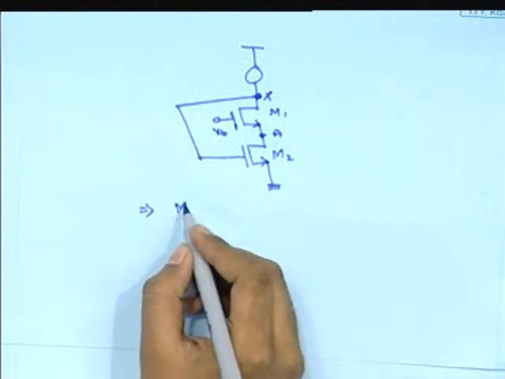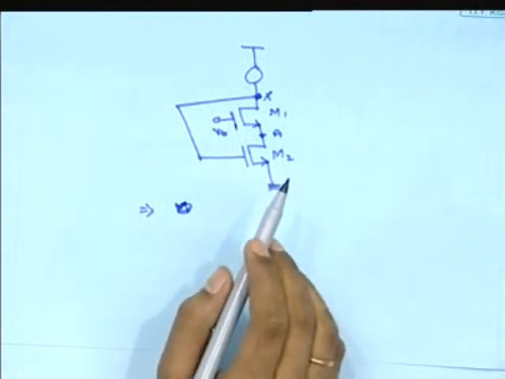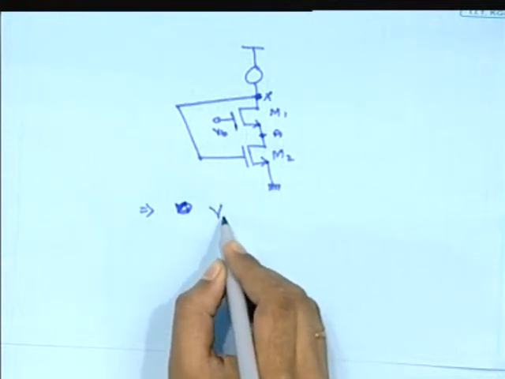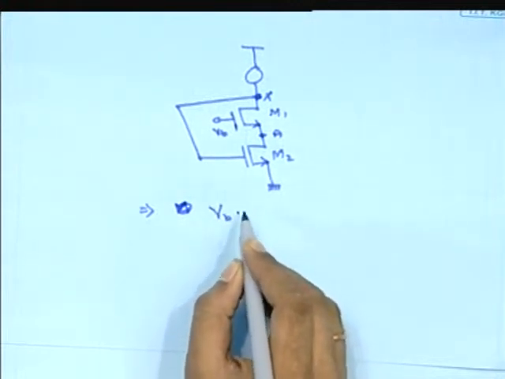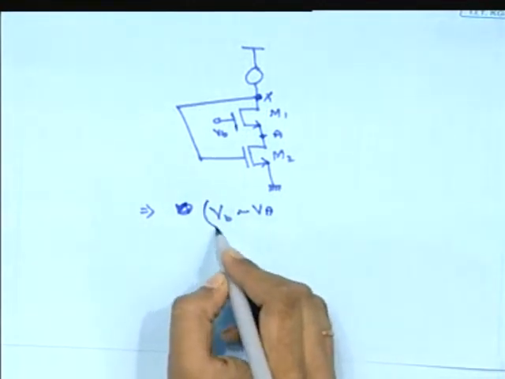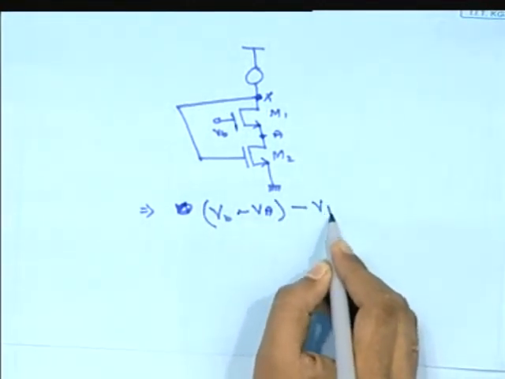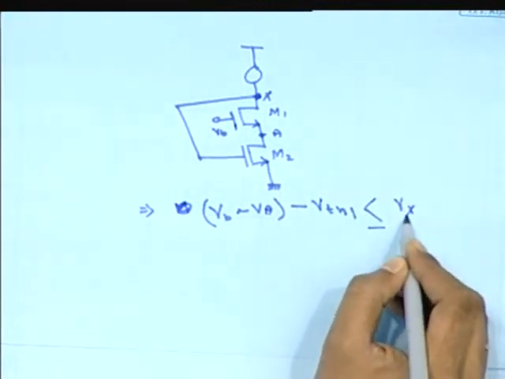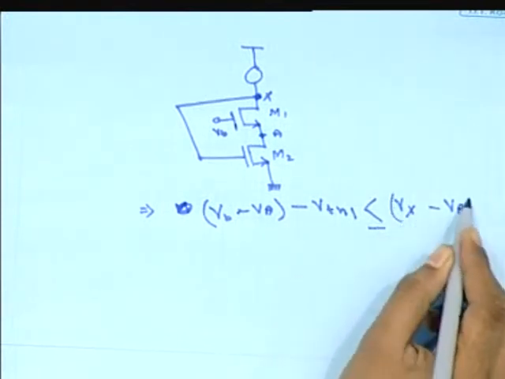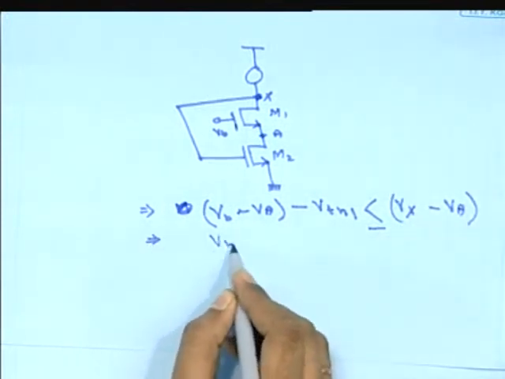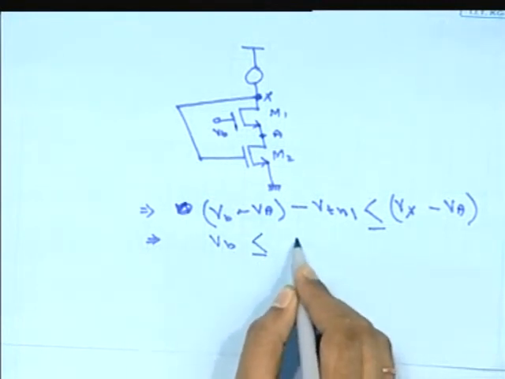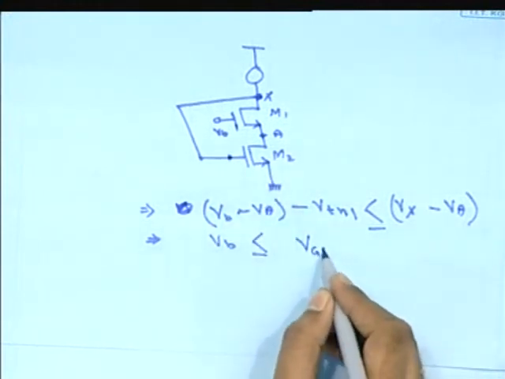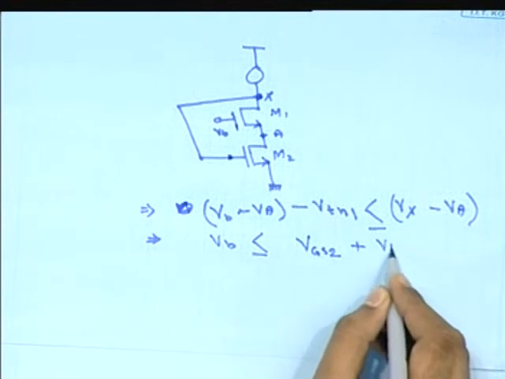Why do we need this? If M1 is in the saturation region, then VB minus VA, that is the VGS of M1 minus VTH1, should be less than or equal to Vx minus Va, that is the VDS of M1. From that we are saying that VB should be less than Vx. Now what is Vx? Nothing but the gate to source voltage of M2, that is VGS2 plus VTH1.